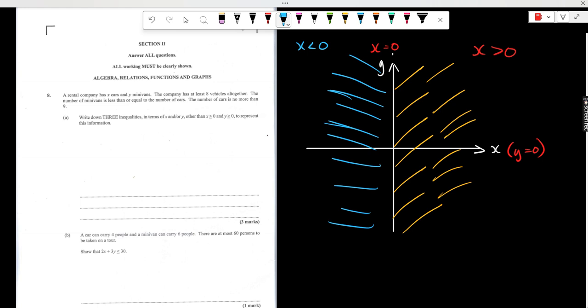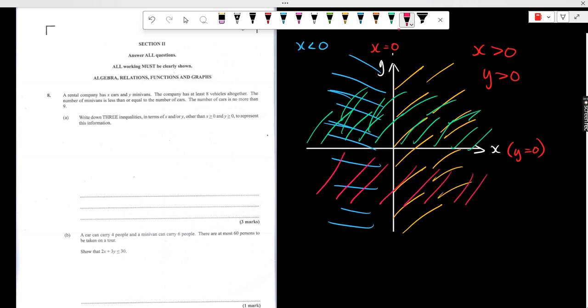Now, if I want, say, y greater than 0, that would be above the x-axis. Let me see, which color should I use now? Let me use this one. y is greater than 0 is above the x-axis. You understand? Above the x-axis. And naturally, y less than 0 would be, which color have I not used? y less than 0 will be down here. So you need to be able to associate an inequality with a particular region on the coordinate axes, right?